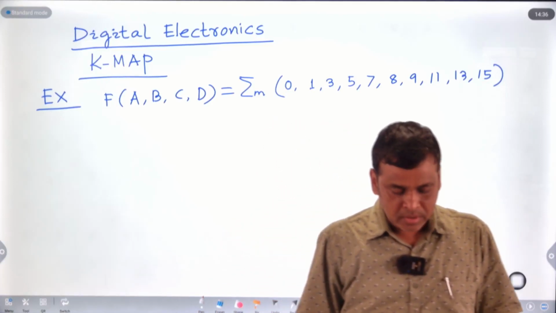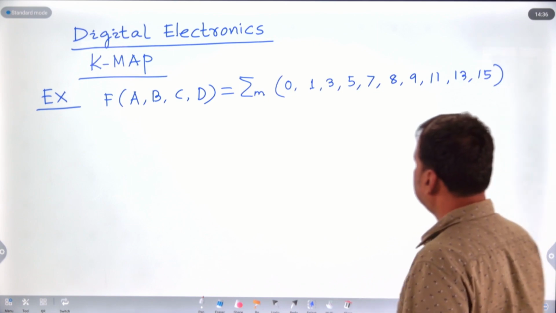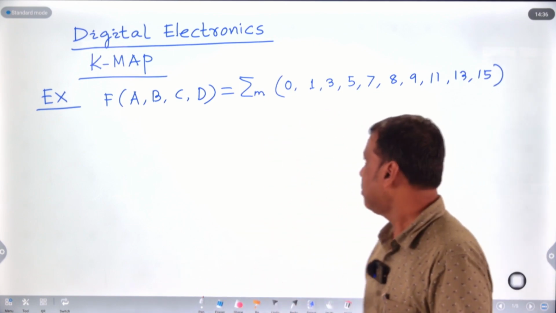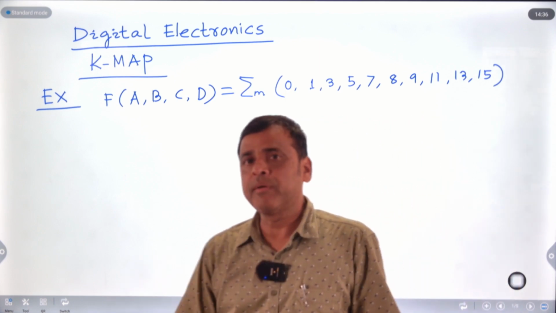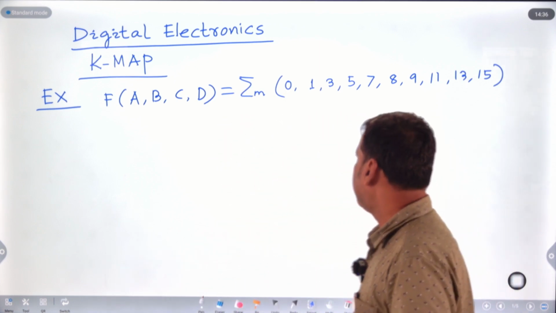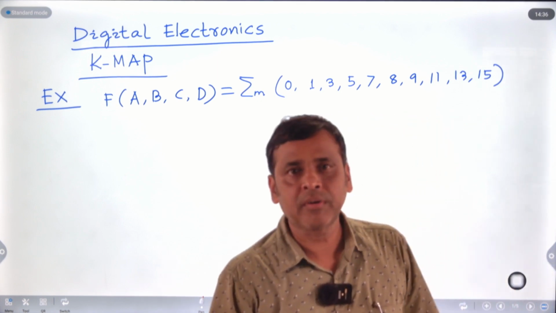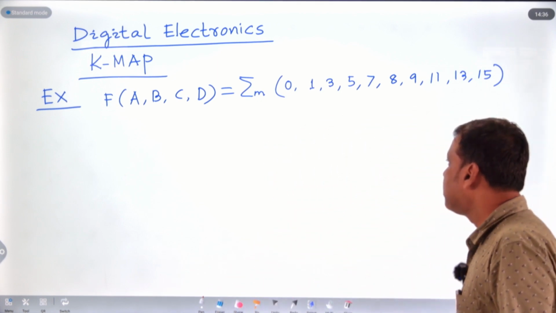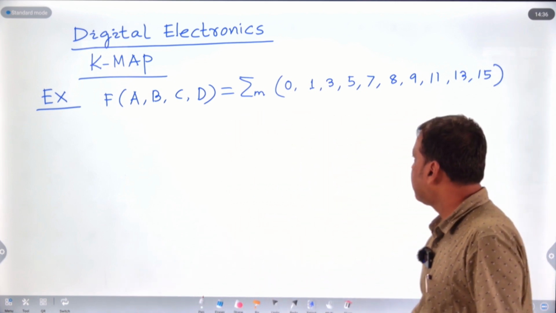Hello students, today we will start K-map to minimize the logic function or Boolean function using the K-map method. In the previous class we discussed the 4 variable K-map. In a 4 variable K-map, when the min terms or max terms are given, how to find the minimal sum of product and minimal product of sum. If you do more and more problems, your concept will be clear.